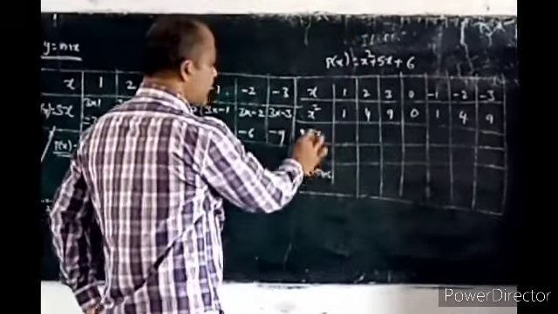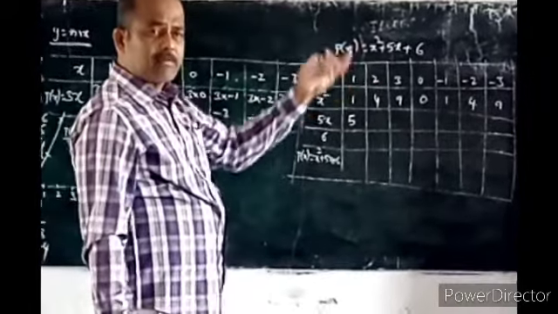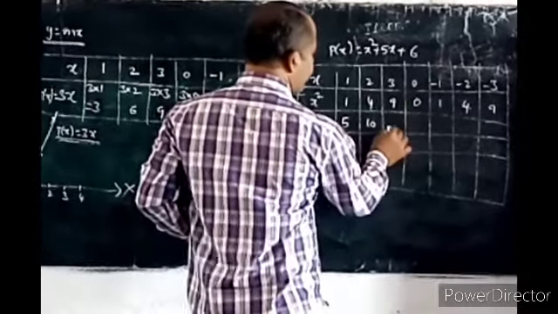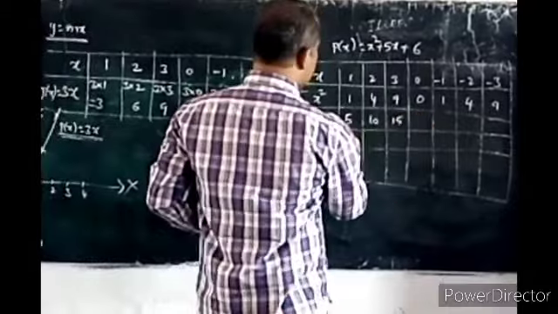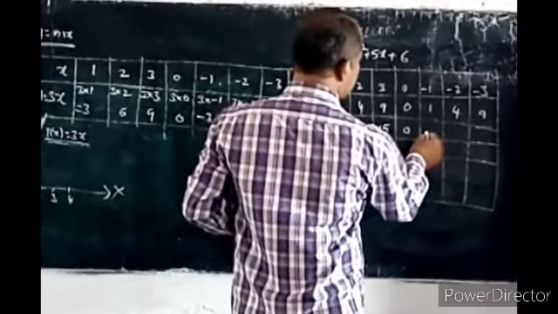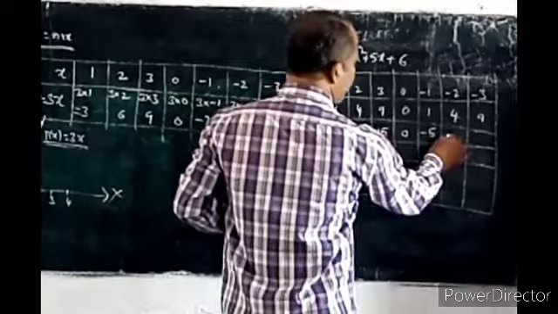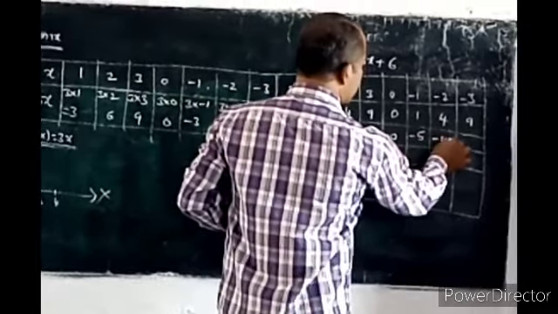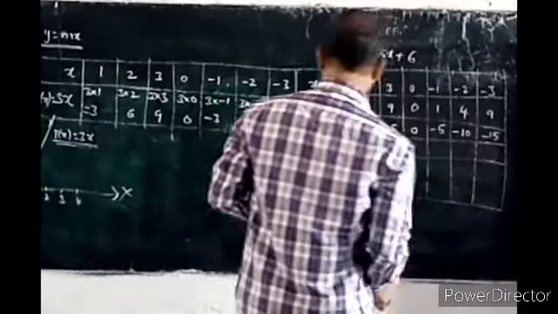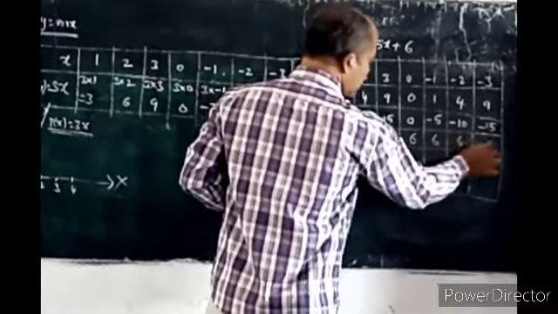Next 5x: 5 into 1, 5. Next 5 into 2, 10. 5 into 3, 15. Next 5 into 0, 0. Next 5 into minus 1, minus 5. Next 5 into minus 2, minus 10. Next 5 into minus 3, minus 15. Next, plus 6 means we have to write 6 in all boxes.